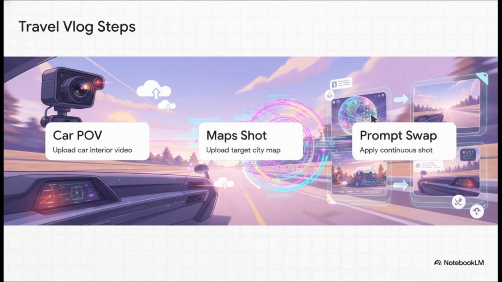Executing this inside the Google Flow workspace is actually incredibly straightforward, even if you're a total beginner. Step 1. Just upload that POV video from inside your car, making sure the camera isn't shaking around too much. Step 2. Hop over to Google Maps, find your absolute dream travel destination, and grab a simple screenshot of the street view or map area. Then, just upload that image right alongside your video. And finally, Step 3. We apply our continuous shot swap prompt.